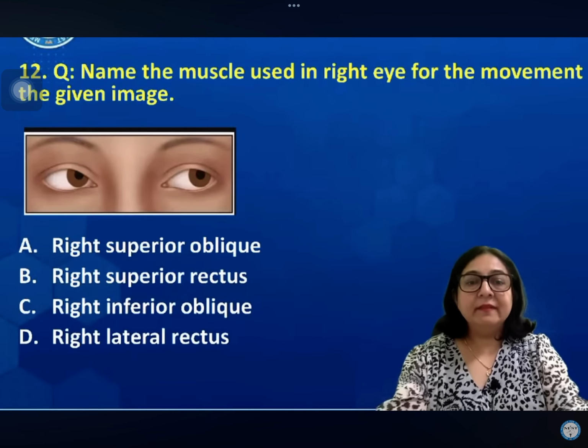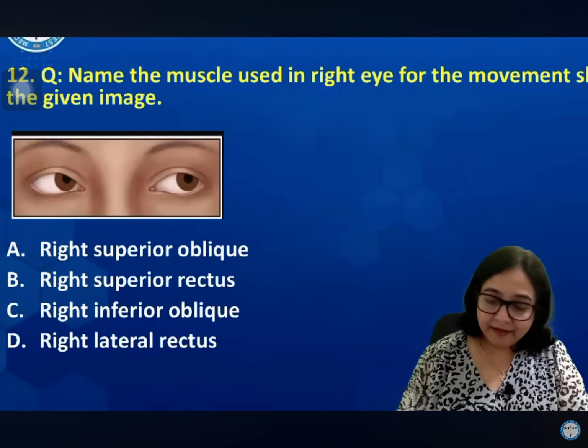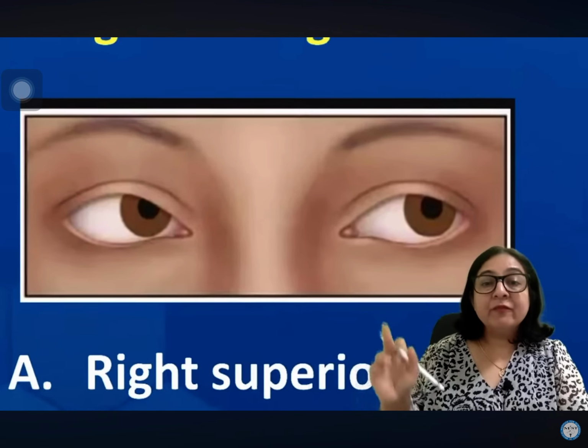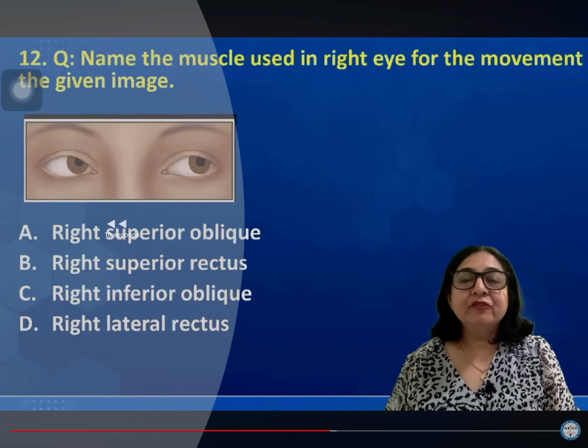Okay, so first of all, see what is the movement in the given image, and then identify the muscle used for the right eye. Okay, right eye beta. First of all, what is this gaze?